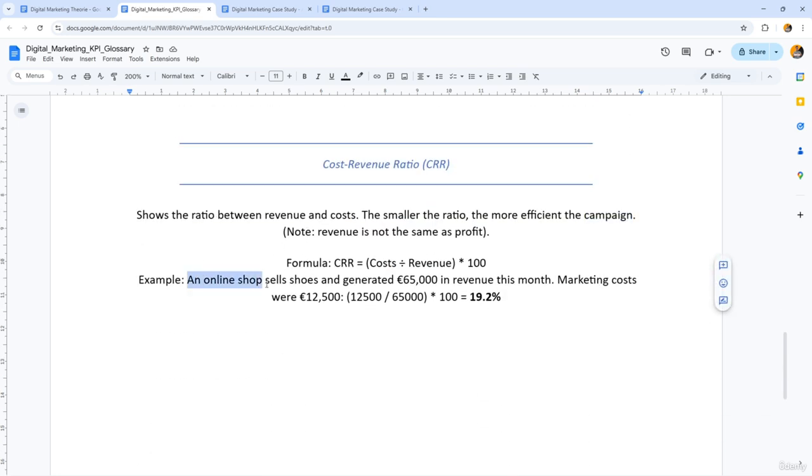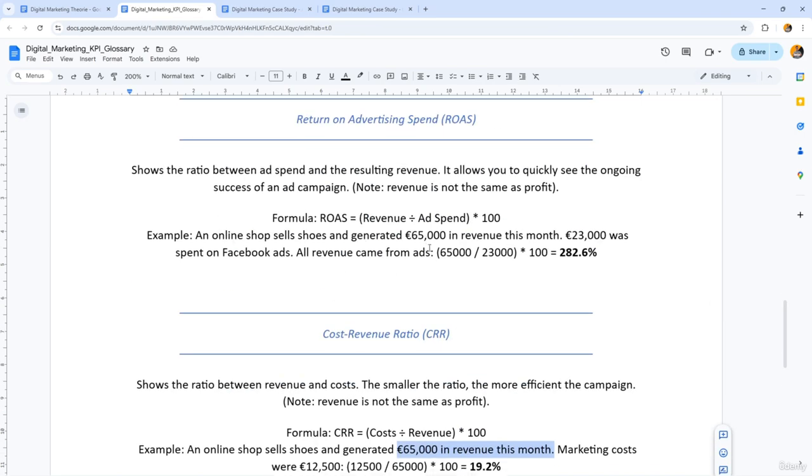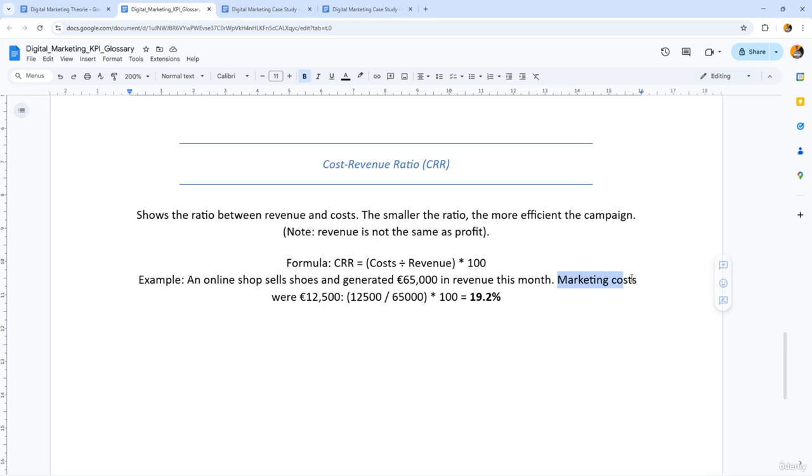Example, an online shop sells shoes and generates again 65,000 revenue this month, so same number as before. Marketing costs total were 12,500 for this month. So costs divided by revenue times 100 gives you 19. And obviously the lower the cost number, the lower the percentage number. Because this tells me now, okay, my costs were about 19% of my revenue.